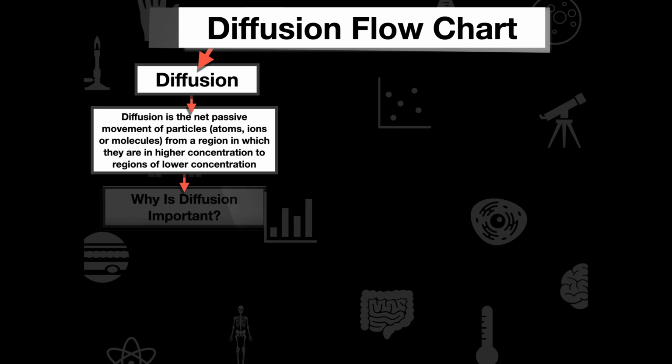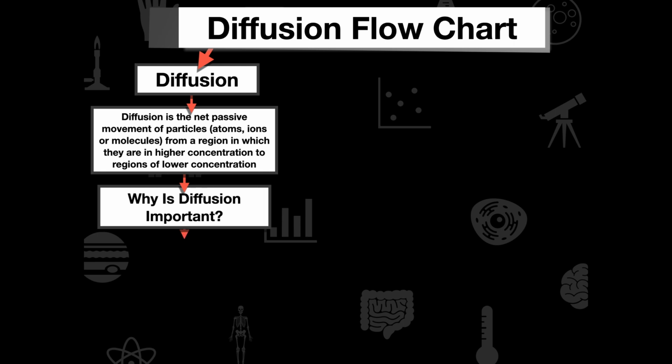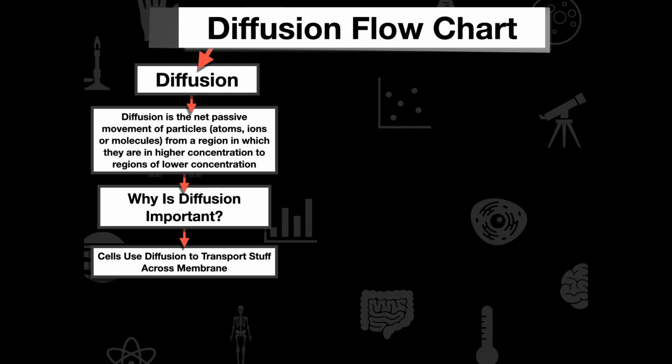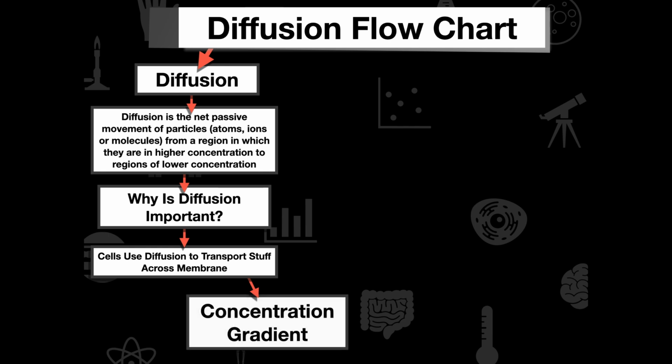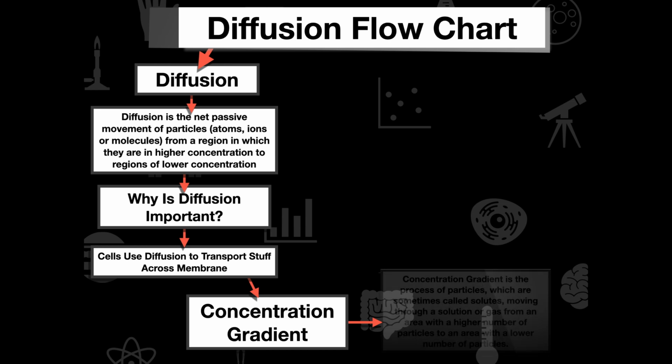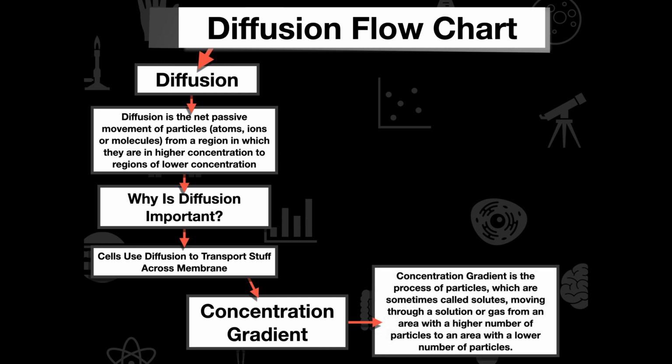Cells want this to happen so that they can move stuff in the cell and limit the amount of energy that they are using. So they're going to use diffusion, this natural process and this physical process, to move stuff across the membrane. And this concentration gradient is an important vocabulary word for us to know because they're moving with the concentration gradient to get stuff into the cell.